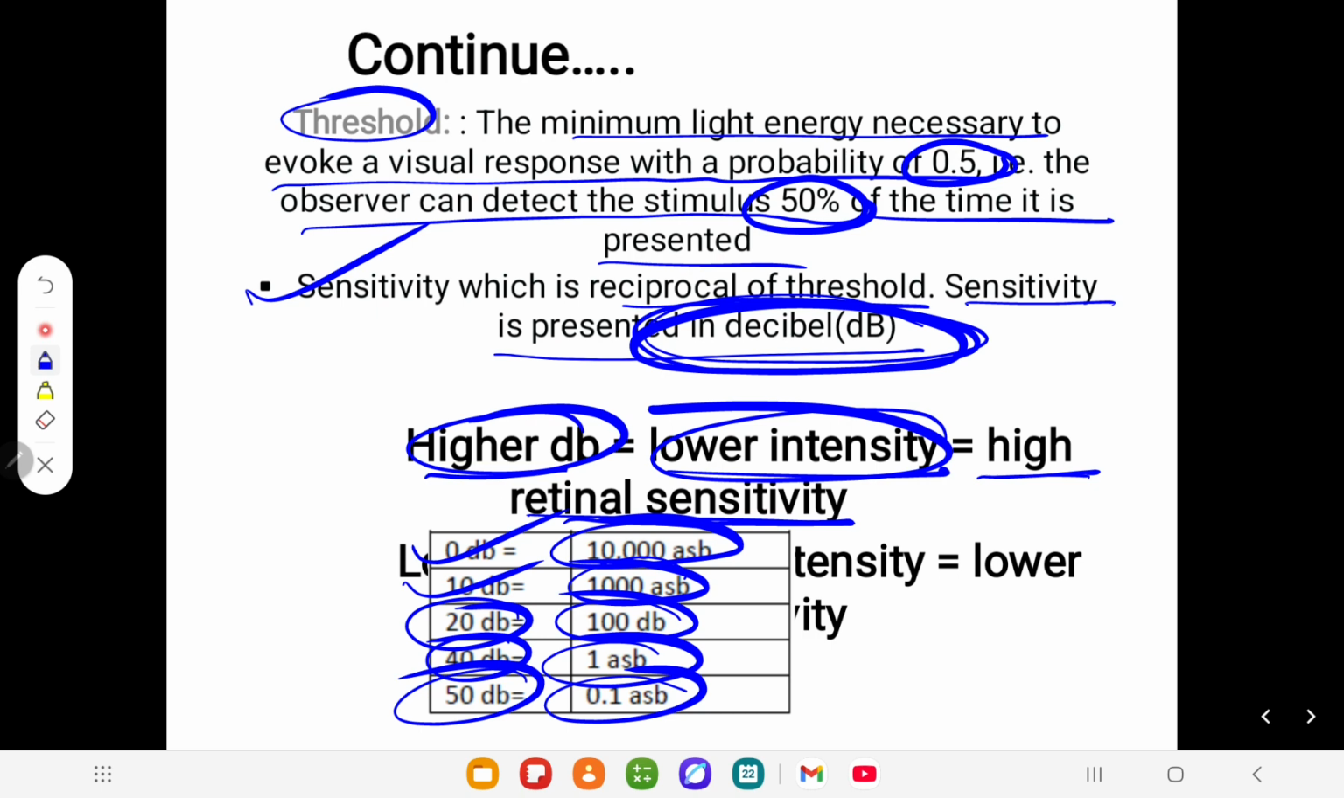We use decibels, not apostilb, because if you use apostilb, you have to write very long numbers. For example, it's 1000, and it is exactly opposite. The higher the apostilb means the lower the sensitivity. So that's very important. Whenever we see decibels, we can directly correlate that the higher the decibels, the higher the sensitivity. That's why we use decibels, and we don't have to use those 4 or 5 digit numbers.